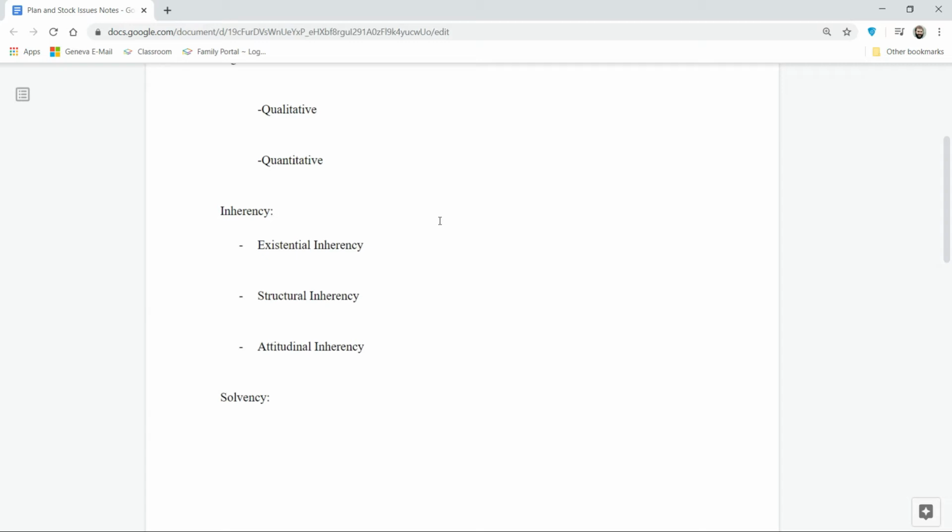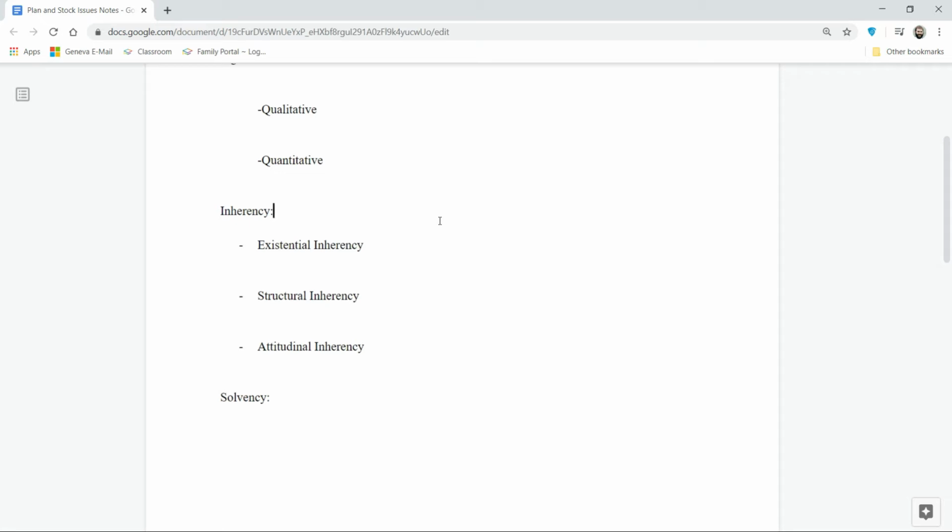There are 3 types of inherency. The first type that we're going to talk about is existential inherency. And that just means that the plan does not exist in the status quo, or that the existence of the problem in the current system is a result of the status quo's policies or lack thereof. So it's kind of a fancier way of saying, does the problem that you're trying to solve exist because your plan hasn't taken place? So if the plan the affirmative team is going to bring is, let's extend lunch 30 minutes, that does not exist in the current schedule. So the problem that they want to fix is inherent.